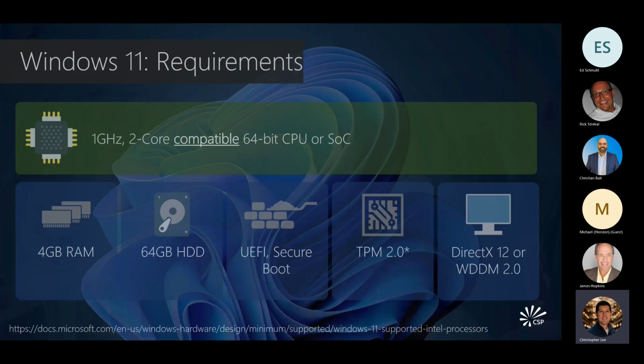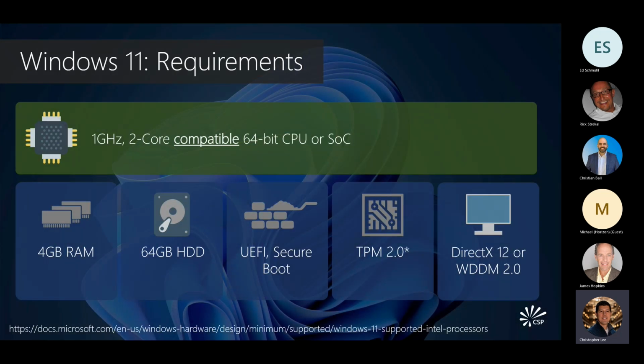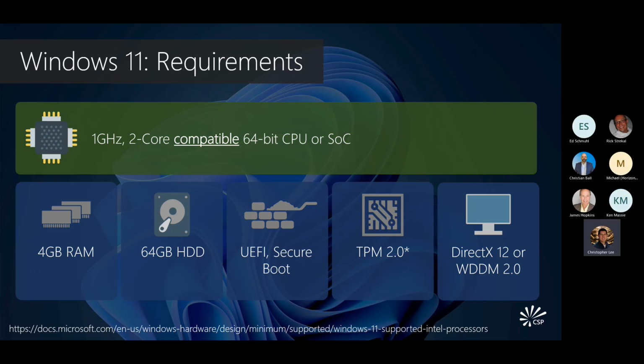So looking at the requirements for Windows 11, if you're like me, when you saw the requirements for Windows 11, you probably got pretty upset because they're pretty steep. And you look at this slide, and it doesn't really look like there's a whole lot here. You know, 1 gigahertz, 2-core, compatible 64-bit CPU or system on a chip, and you would think that's not a pretty steep requirement. But the key word here is compatible. There's a lot that gets compacted into that one word.